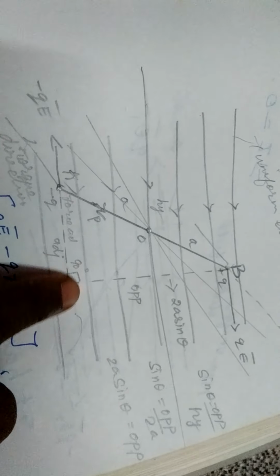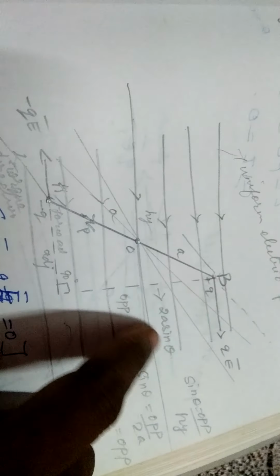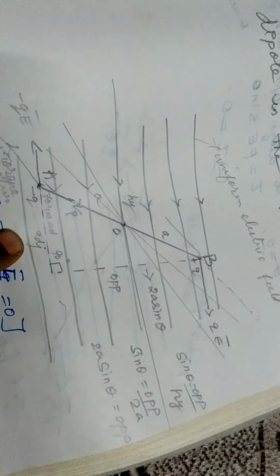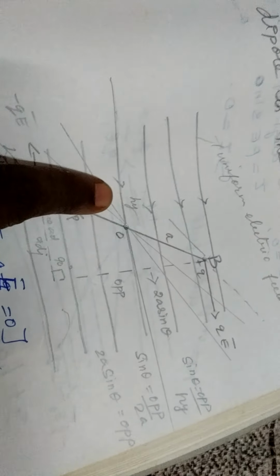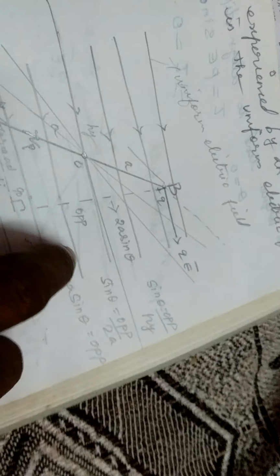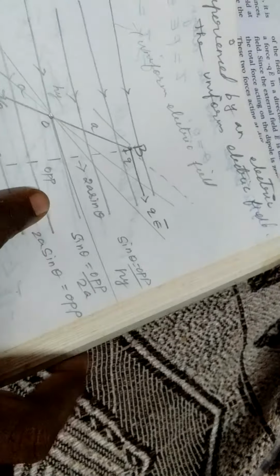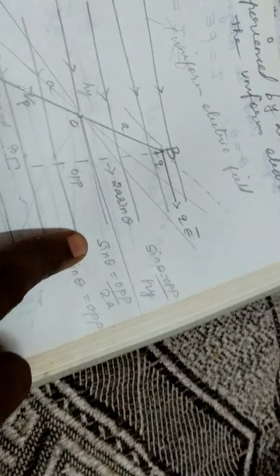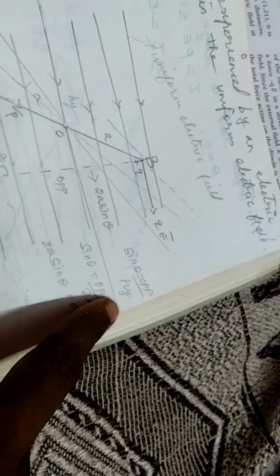So this angle is a 90 degree angle. This is the hypotenuse, this is the opposite, this is the adjacent. Now we want to find out sin theta. How do we find the opposite value? To find the opposite value we take sin theta. So sin theta equals opposite divided by hypotenuse. The hypotenuse is A to B, which is 2a.